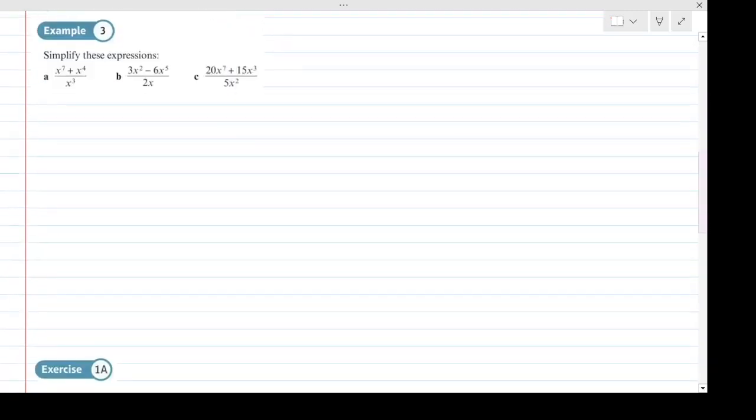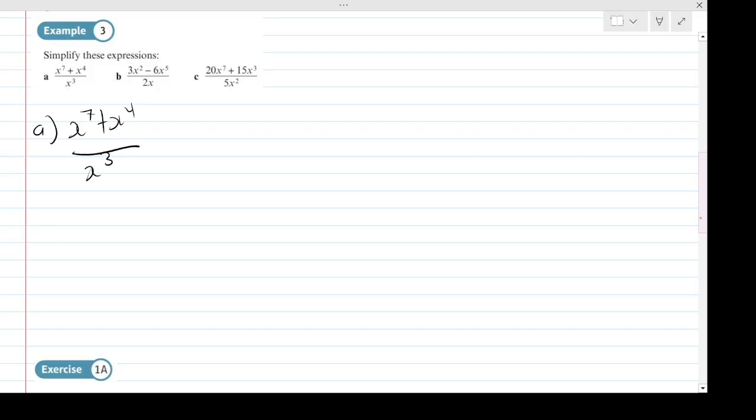So we can simplify expressions involving fractions, which will be very important later on in the course, particularly when you look at differentiation and so on. So it's important we can simplify these as well. Okay, cool. So part A, we have x to the 7 plus x to the 4 over x cubed.